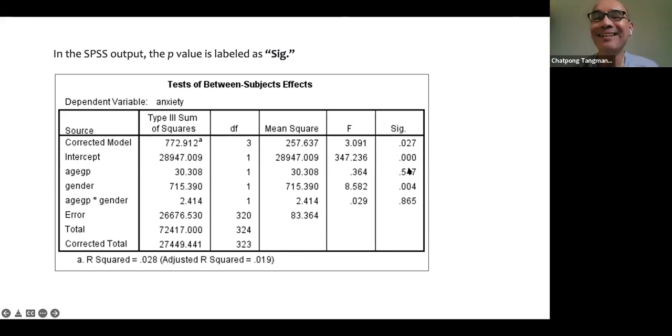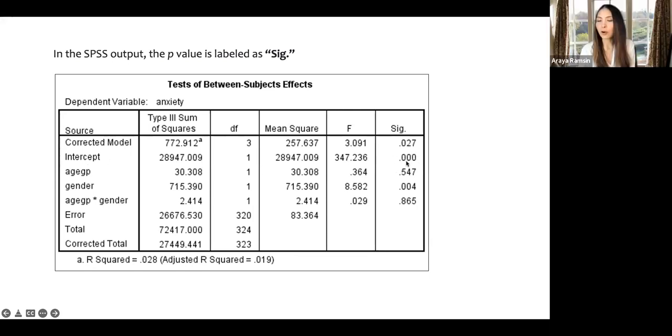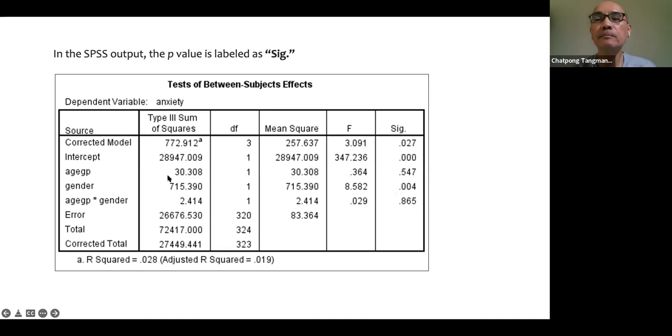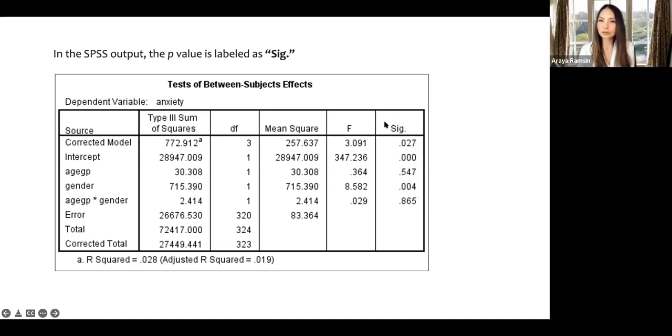Okay, and from what I know, a p-value can never be zero. Like you can say less than 0.01. I'm not sure, but SPSS will generate a value that looks like this. Yes, this is significant. And another thing that is significant is gender, 0.004. So very good. Look at this column when you want to see if your results are significant or not.